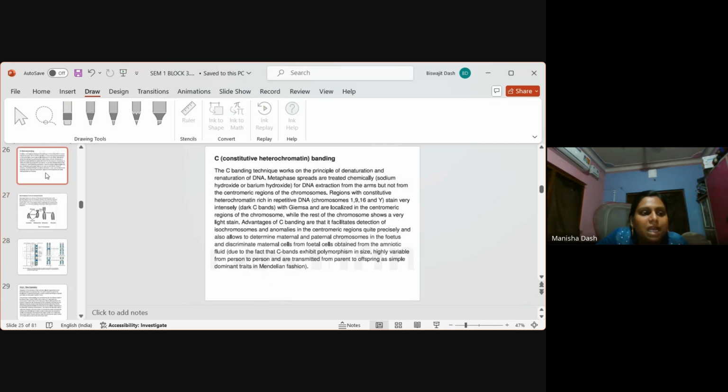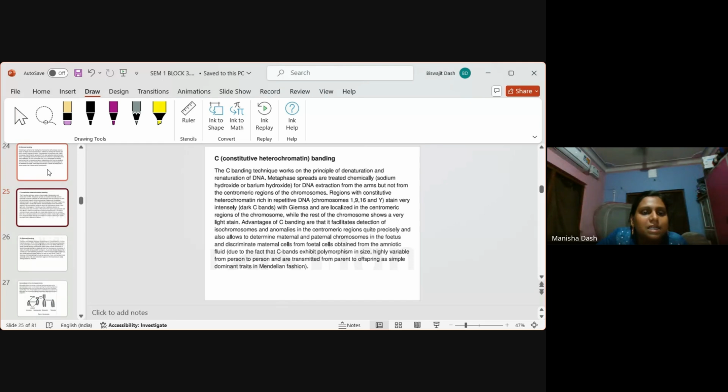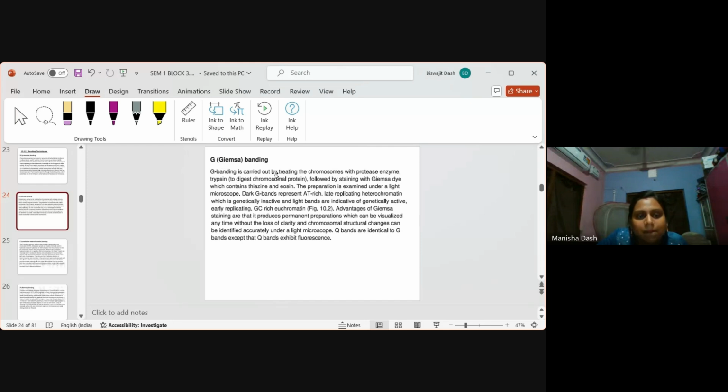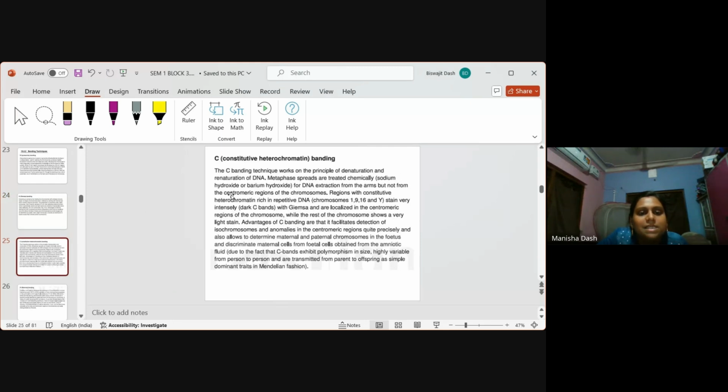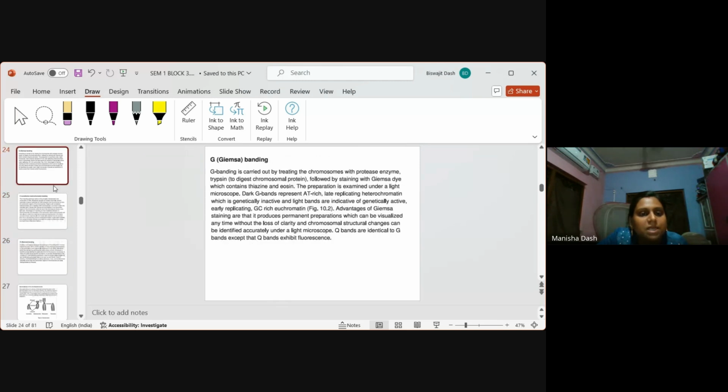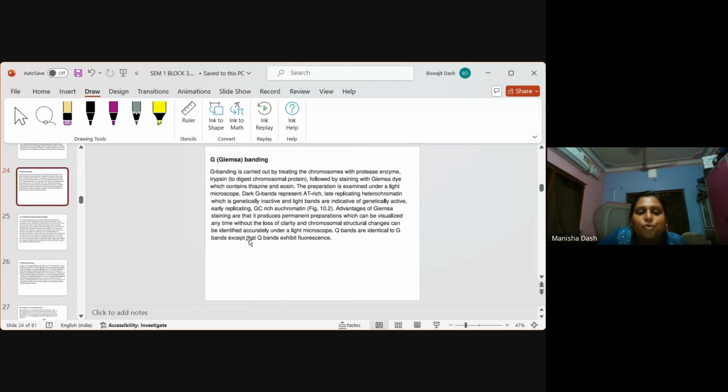There are different types of banding techniques. Like Q or quinacrine banding. Then there is G or Giemsa banding. Then there is C or constitutive heterochromatin banding. Then the R or reverse banding. Let me explain just the Giemsa, which is most commonly used in cytogenetics.